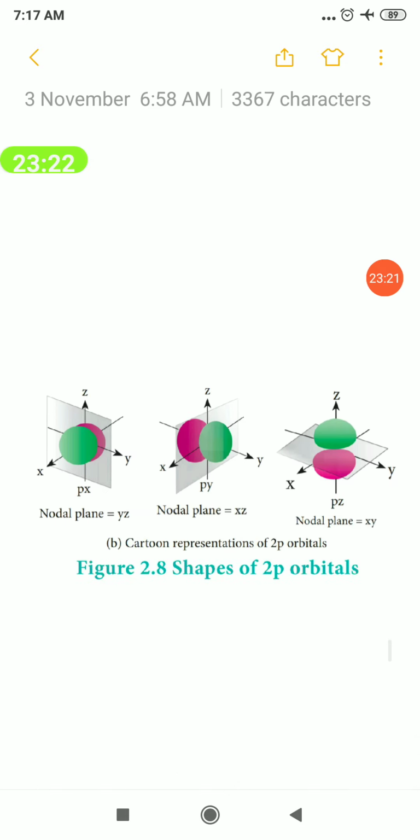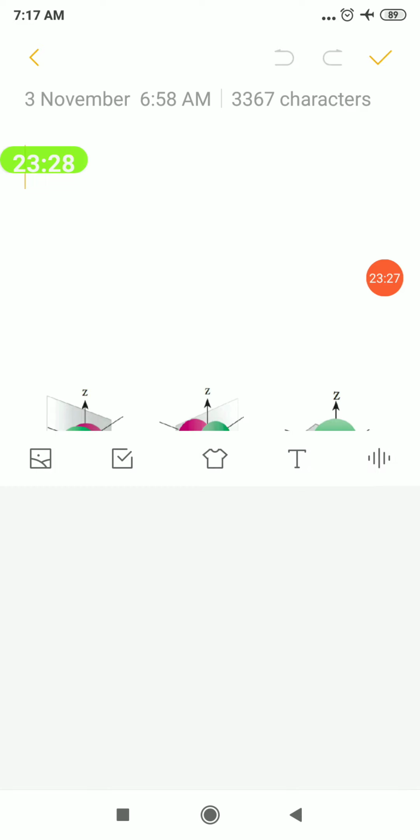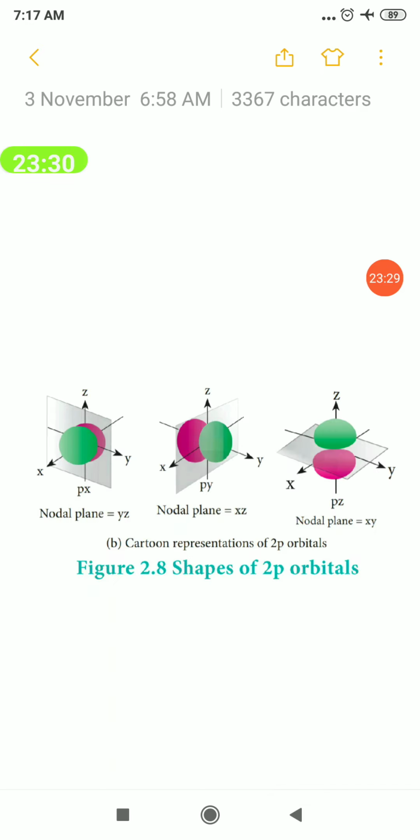Okay, this is the shape of P orbitals, in 3 different axes. இப்போ first case பாருங்க, this is x-axis, so it is Px orbital. So the orbital is present only in the x-axis. It is like a clover leaf shape, and in y-axis and in the z-axis there is no electron. So here the nodal plane is yz.